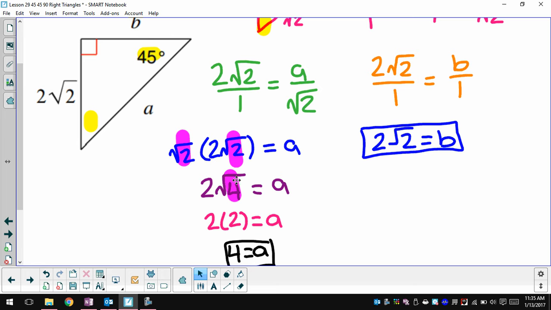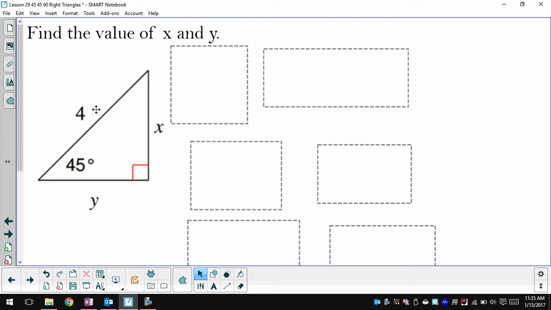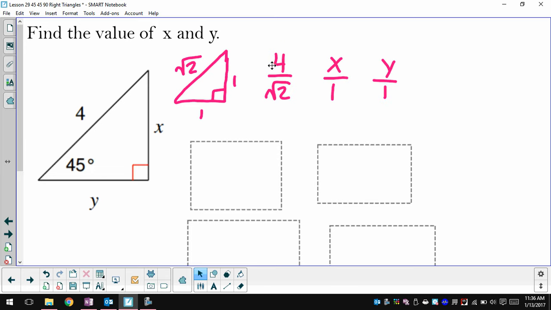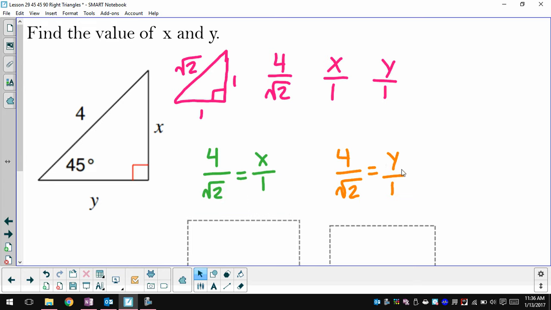So that was a lot. So there are going to be some simplifying radicals on the practice so we can get the hang of that. Let's try another one here. I have another 45, 45, 90 triangle. I'm going to draw the general triangle in the same orientation. They're similar triangles, so I can write my ratios of corresponding sides. And now I can use this 4 root 2 to find x and y. So I can write two proportions using the 4 root 2.